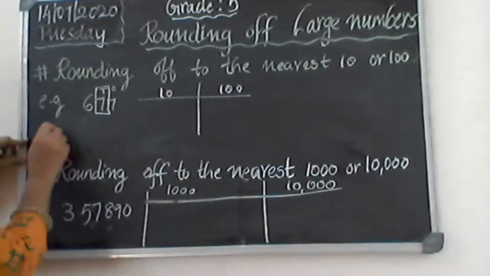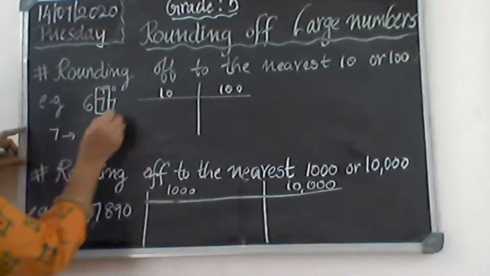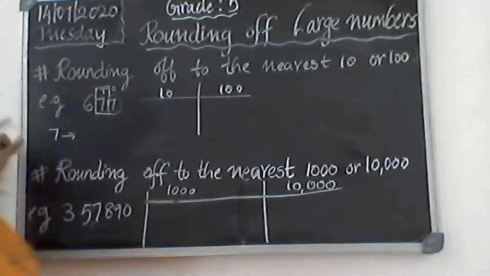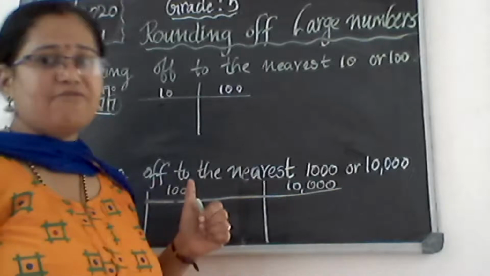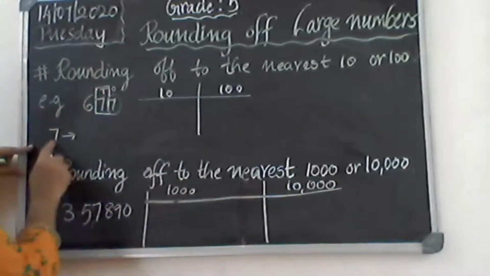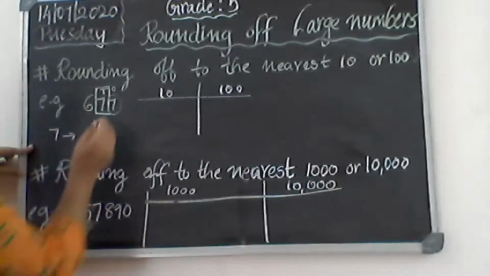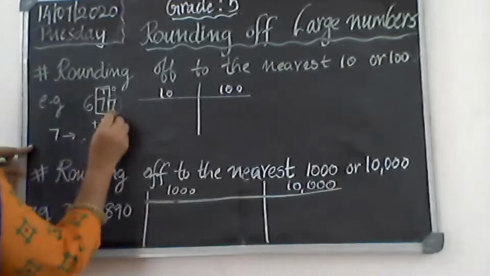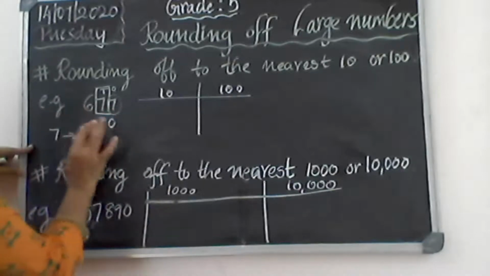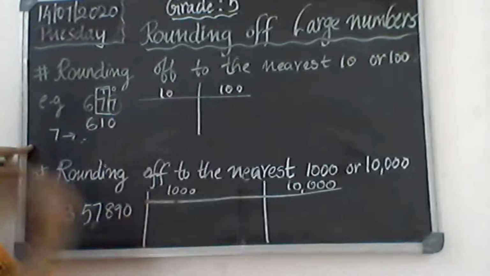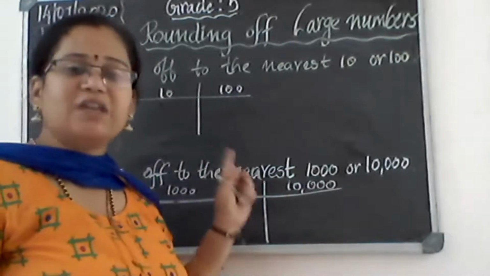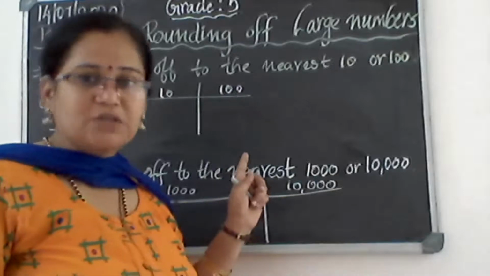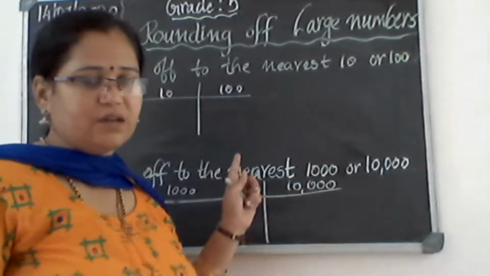Now, on the right of digit 7, what digit do you get? I got digit 7. It is greater than 5. So we have to increase this digit by plus 1 and make the next digit 0. The other digit stays the same. This is the technique in rounding off. I'll be repeating and sharing the important points, so you have to note it down for your further reference.